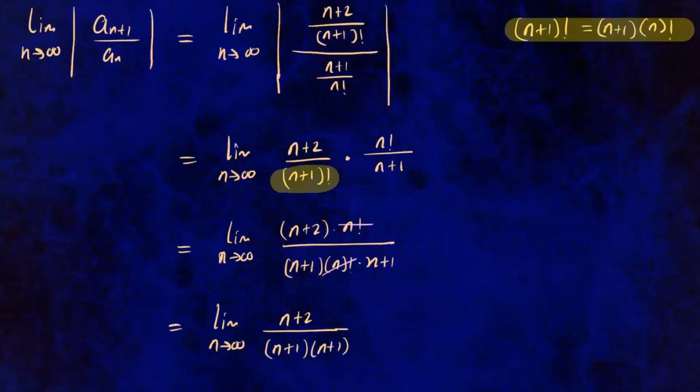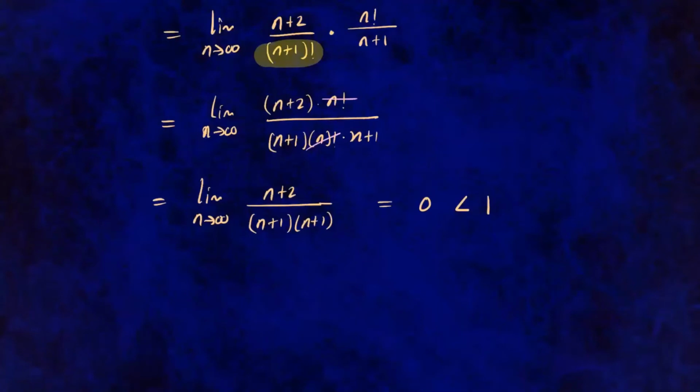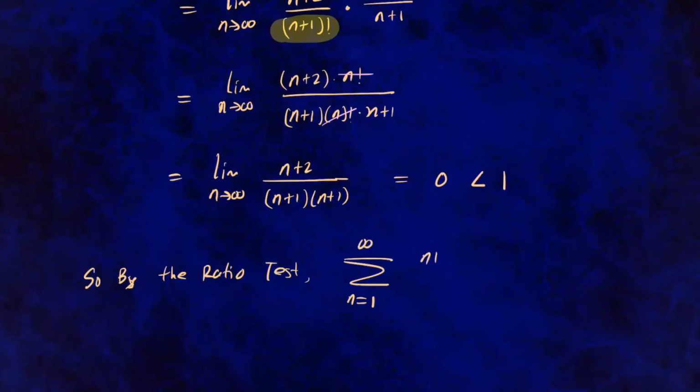Now, if you take the limit of this, we know the denominator has degree 2, n squared, and the numerator has degree 1, so the bottom is going to grow faster than the top. The limit will be 0, which is less than 1. So by the ratio test, this series converges absolutely. If your limit is less than 1, it converges absolutely. So by the ratio test, our series from n equals 1 to infinity of n plus 1 over n factorial converges, and we also know it converges absolutely.